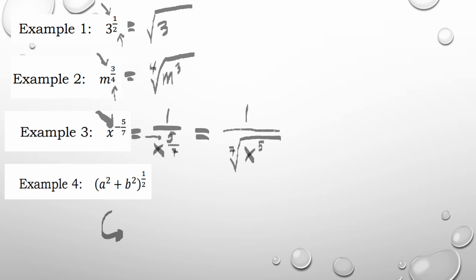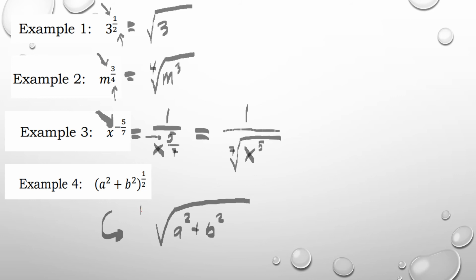So, kagaya nga ng nakaraang steps natin, yung ating base will stay the same. So, we'll just write a squared plus b squared. Okay? And write the radical sign. Ilalagay pa ba natin si 1 as an exponent? Okay, hindi na. How about si 2?